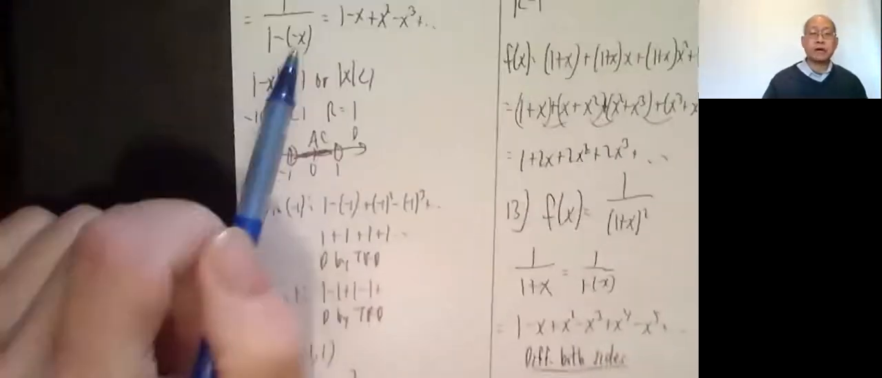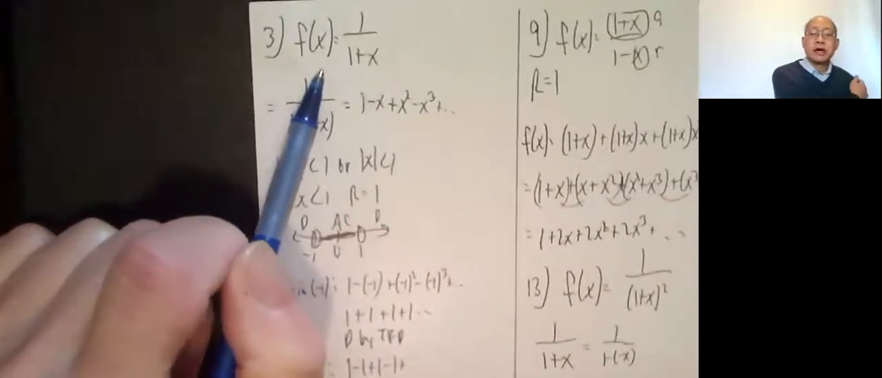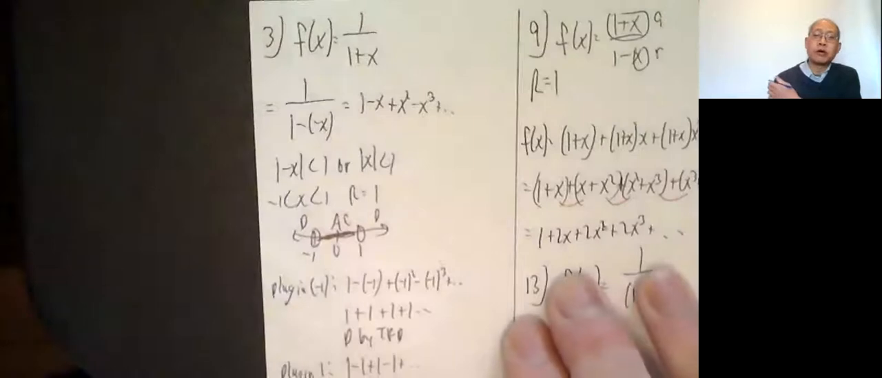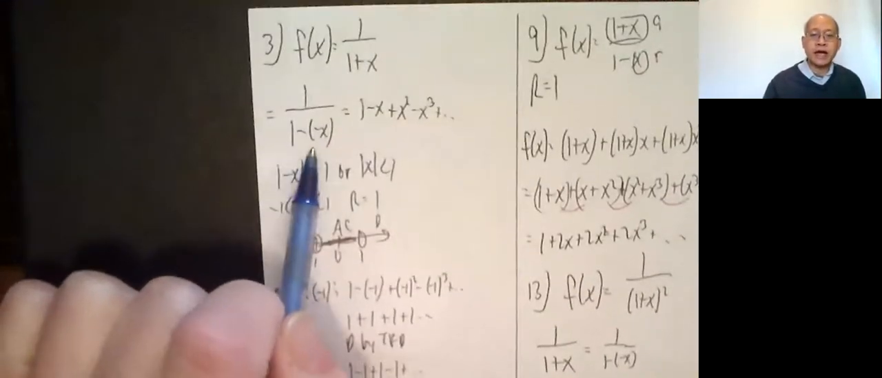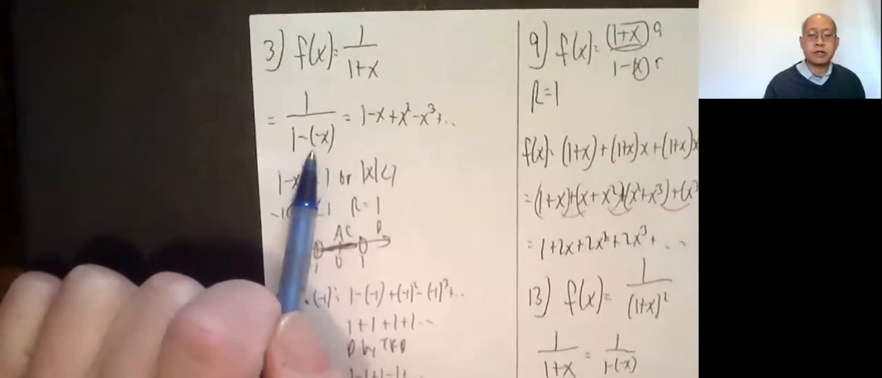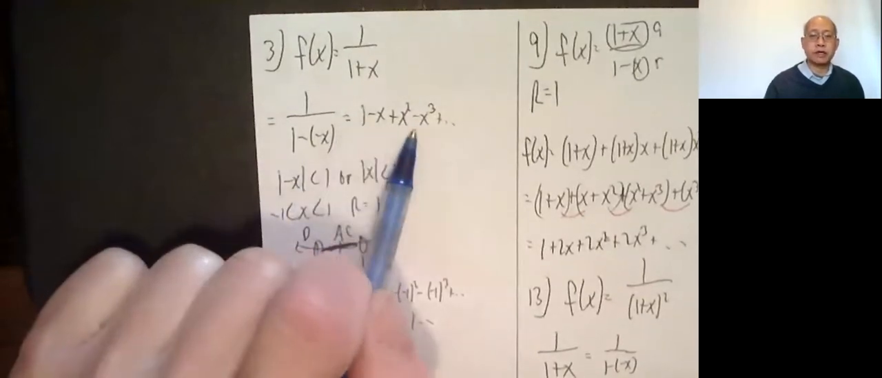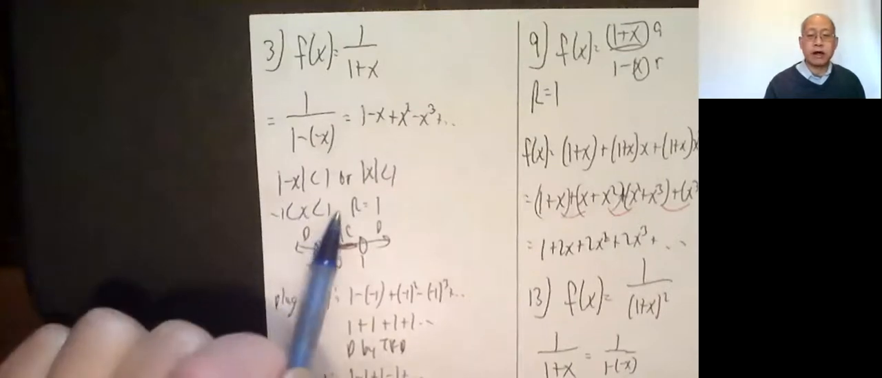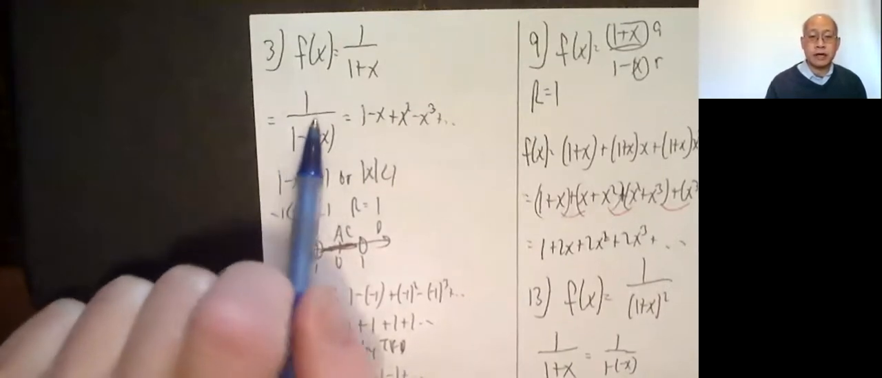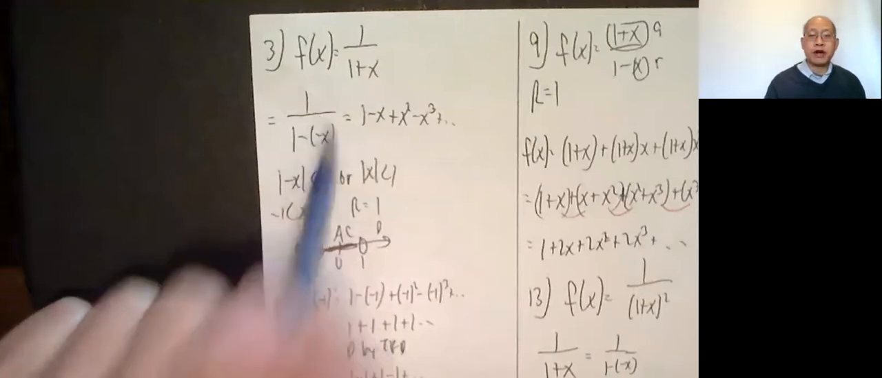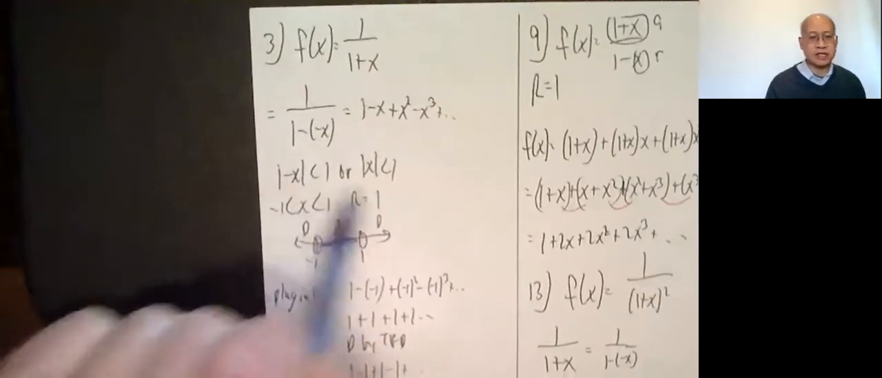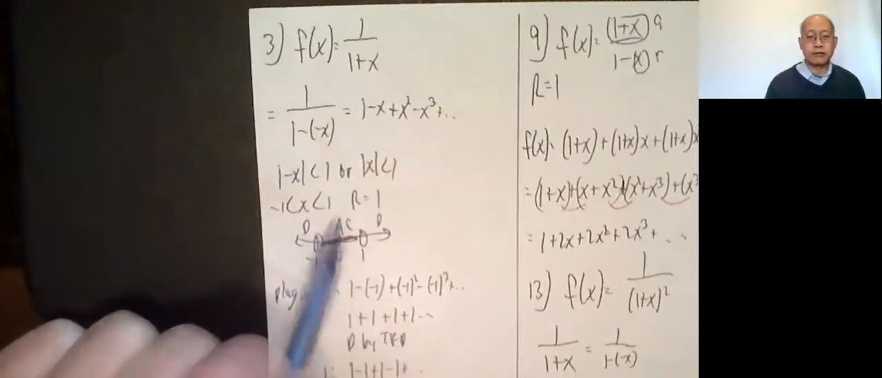All right, so for actual problems, number 3, sort of just rehashing what we did before. 1 over 1 plus x, think of it as 1 over 1 minus a negative x. So the common ratio is negative x: 1 minus x plus x squared minus x cubed, and so on. Radius of convergence is 1, because again, this is my r. The series will converge if the absolute value of r is less than 1. The absolute value of negative x is the same as the absolute value of x. So the radius of convergence is 1.